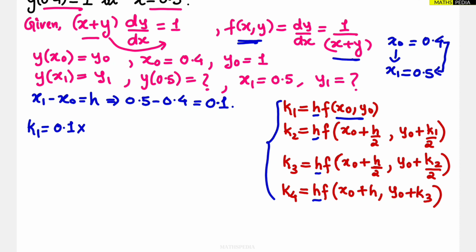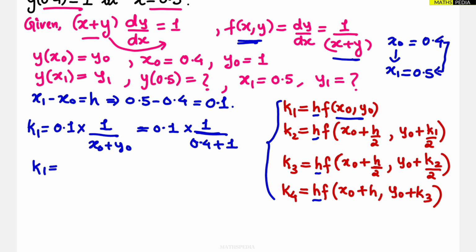So it is basically, in this one, it is 1 by x plus y. So instead of that, x naught plus y naught will become... So what is the answer? 0.1 into 1 by, what is x naught value? 0.4 plus what is y naught value? 1. So getting the k1 value as 0.0714. Okay, just add it up. 0.1 divided by 1.4, it is 0.0714. Let us go for the k2 value.